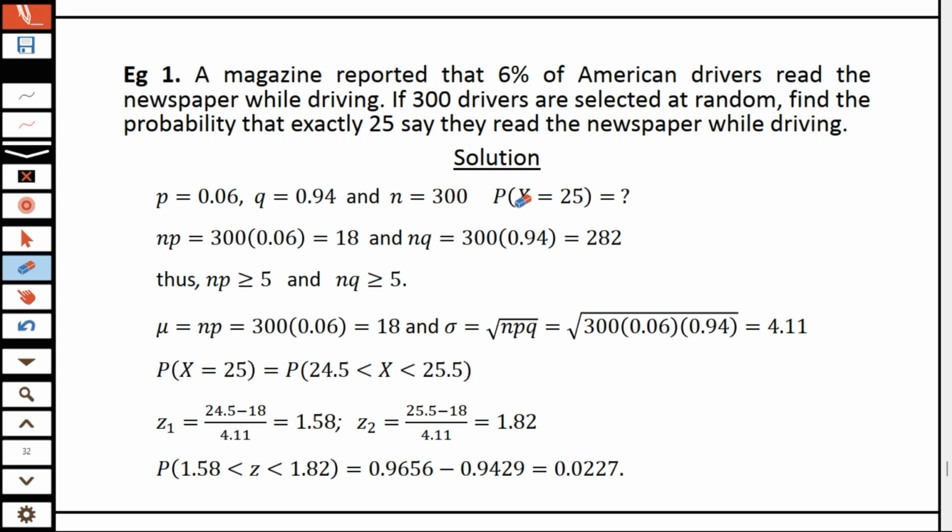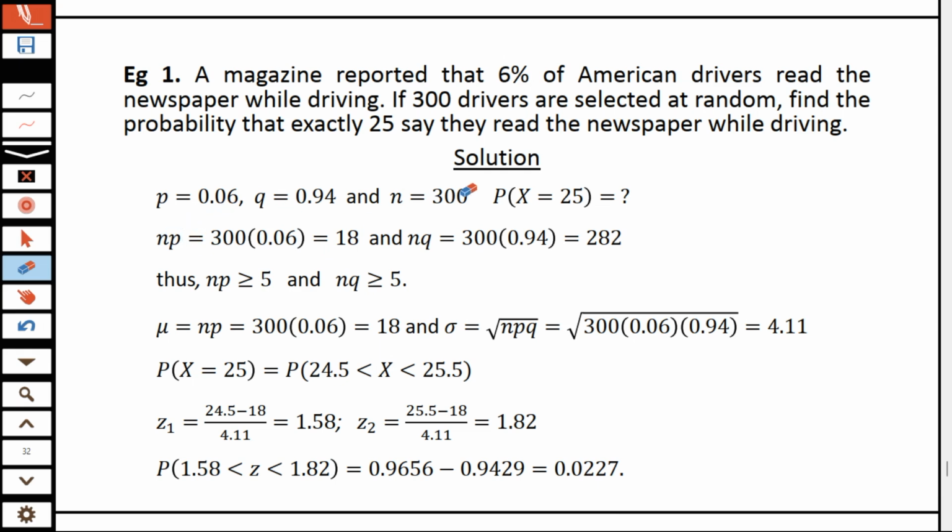You can see that our n is very large, so we can use the normal distribution to approximate the binomial distribution. We have to test this using n times p and n times q. If both are greater than or equal to 5, then we can use the normal to approximate the binomial.